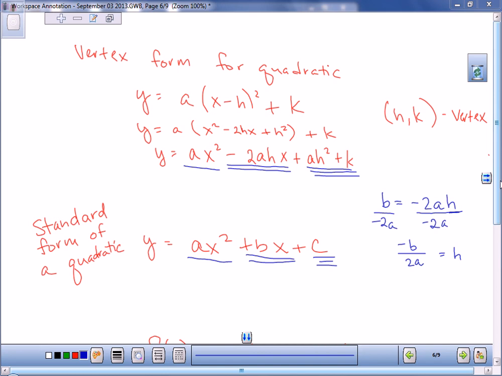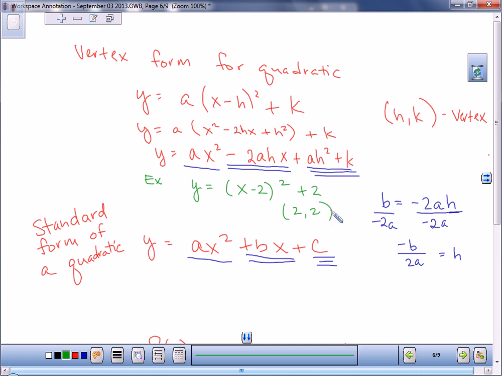So let's see if this really works. Let's say I had this equation right here. Okay, this is in vertex form, right? So where's the vertex? 2, 2. And is that going to be the maximum or the minimum value of the function? That's the minimum.